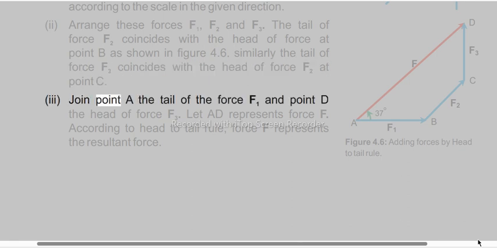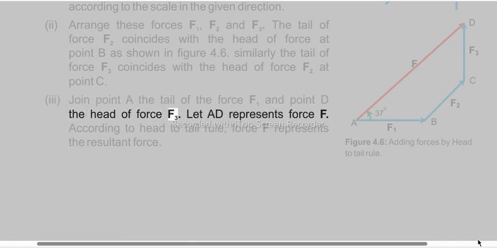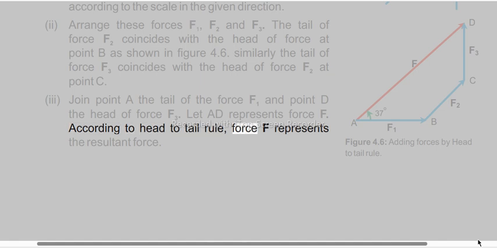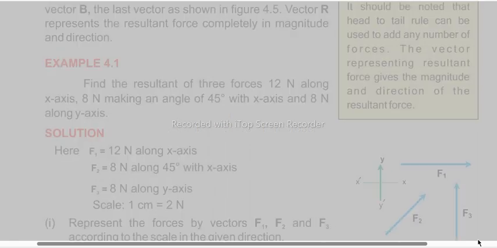3. Join point A, the tail of the force F1, and point D, the head of force F3. Let AD represent force F. According to head-to-tail rule, force F represents the resultant force. It should be noted that head-to-tail rule can be used to add any number of forces. The vector representing resultant force gives the magnitude and direction of the resultant force.